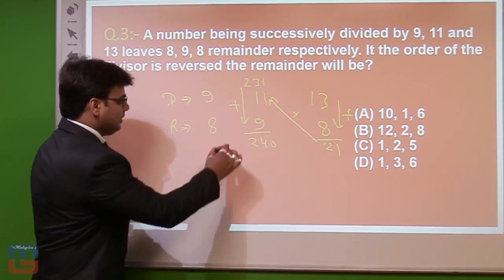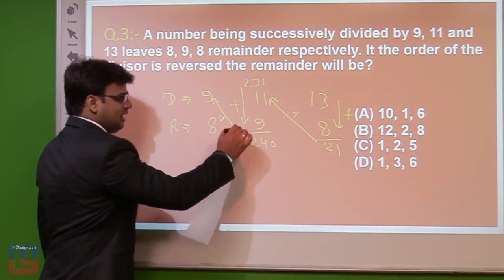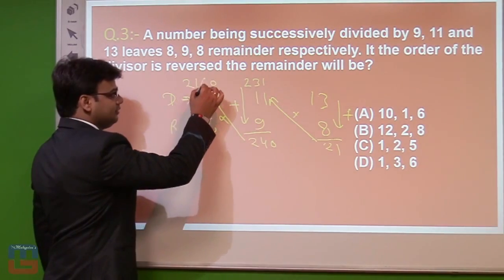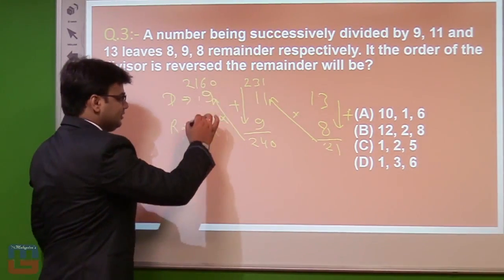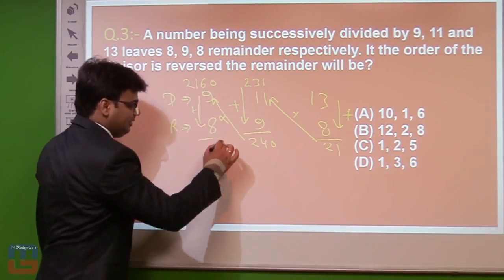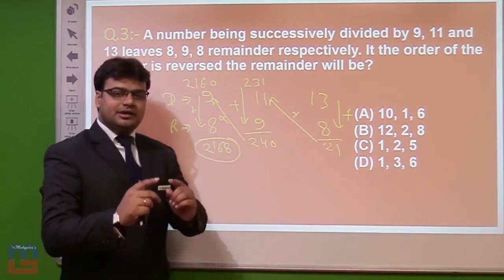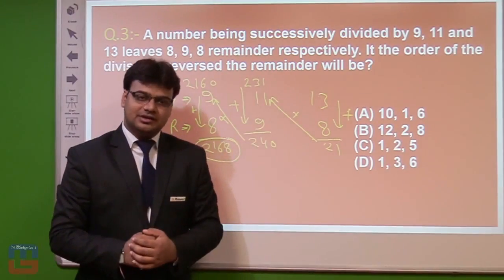240. Then multiply this 9 for the 36. 9 is 18. 18 3 2160. Then it's added, this 2160 plus 8 is 2168. This is the number that we divide by 9, 11 and 13.